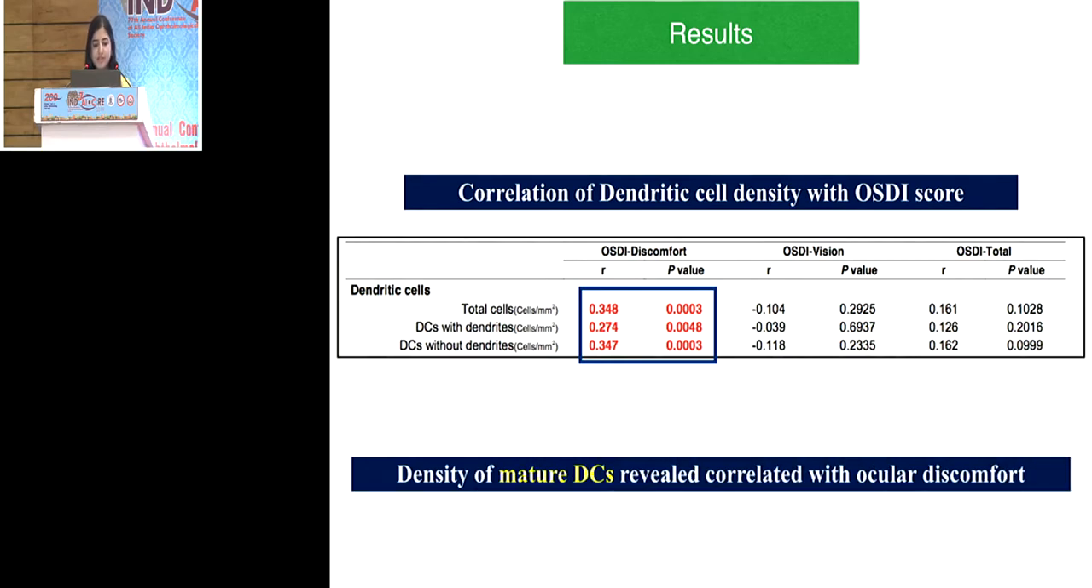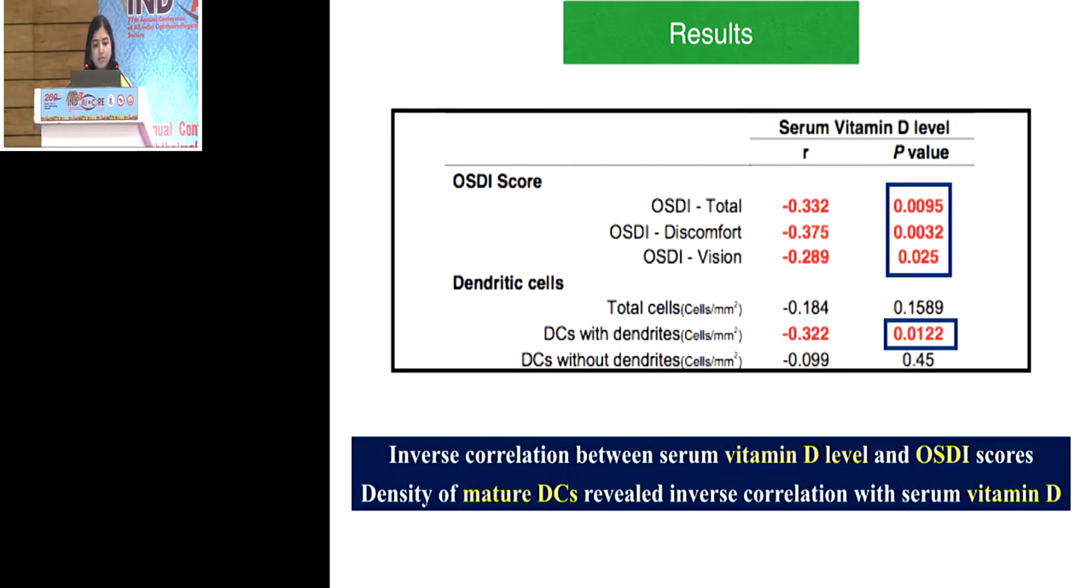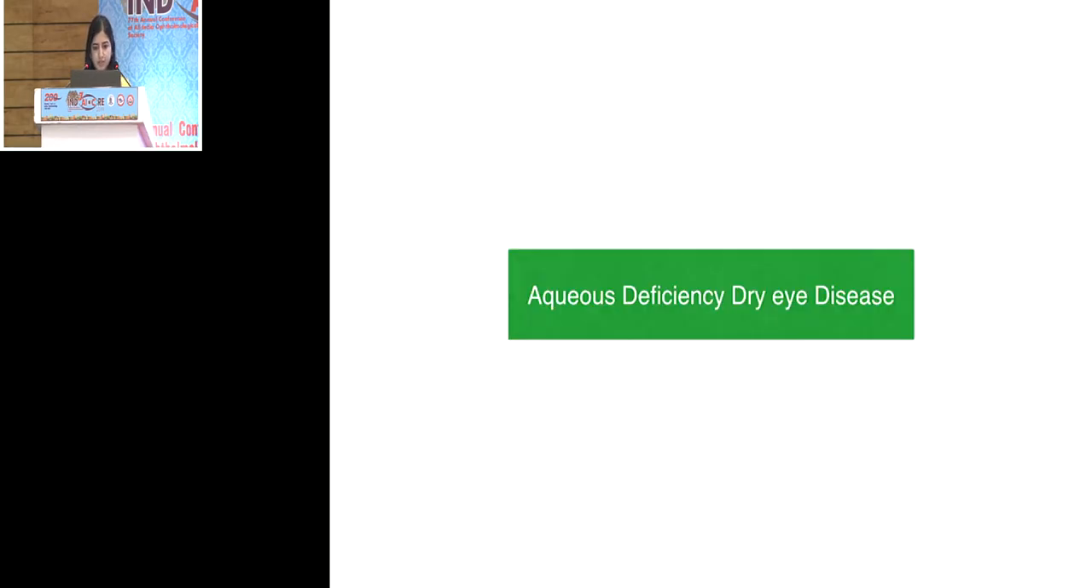And we found that the density of mature dendritic cells correlated with ocular discomfort, and also that the OSDI score and dendritic cells were inversely correlating with the vitamin D levels. Then these patients were followed up with vitamin D supplementations, and we saw that as the vitamin D levels improved, there was a decrease in their OSDI scoring, and the symptomatology improved in these patients.